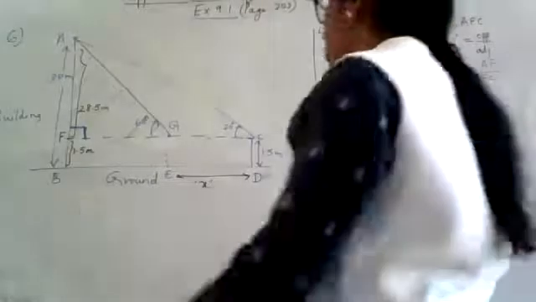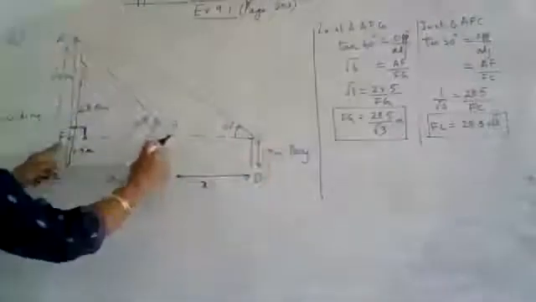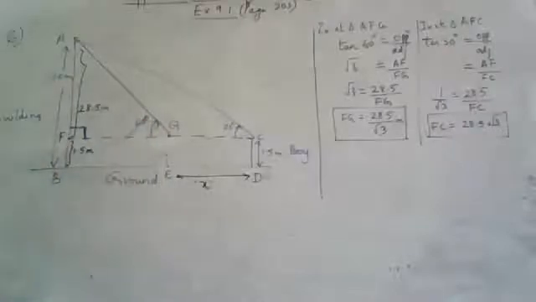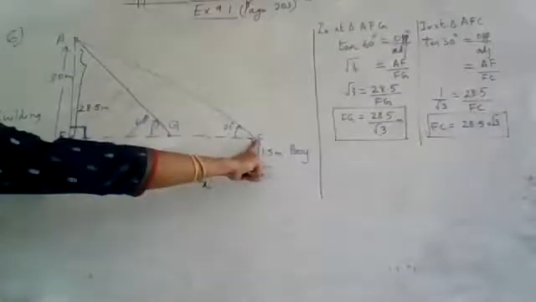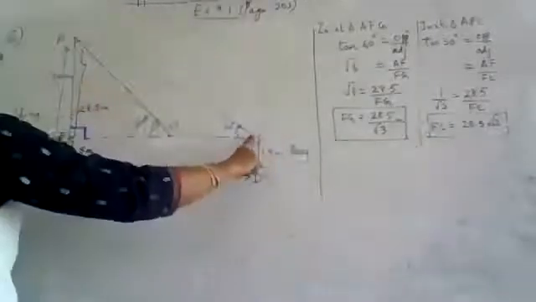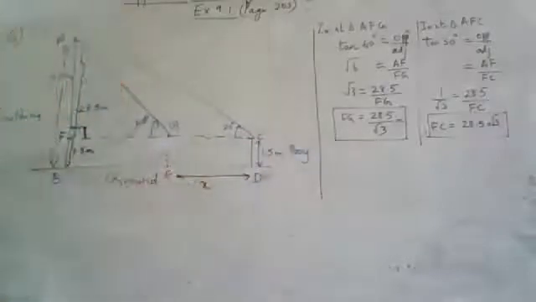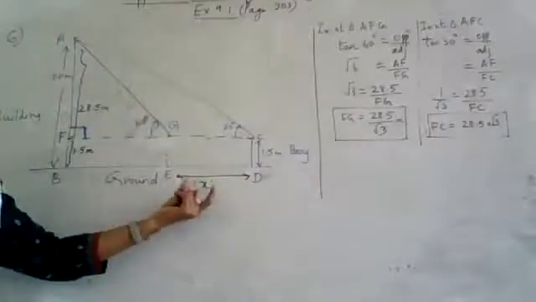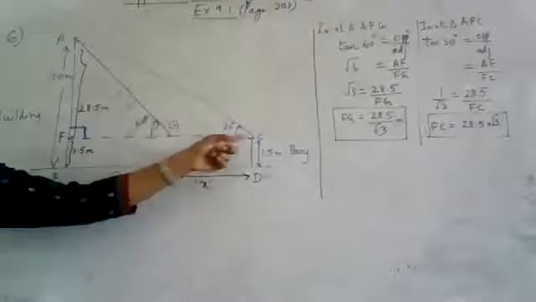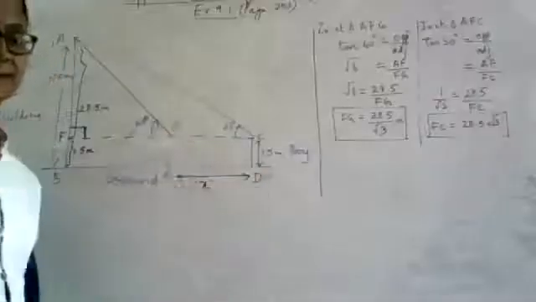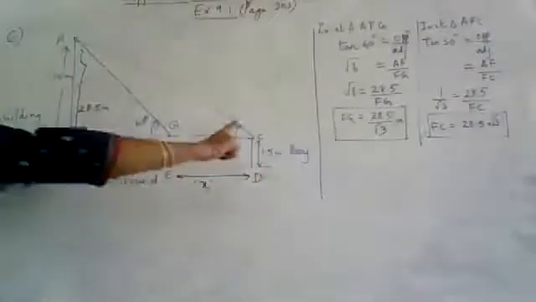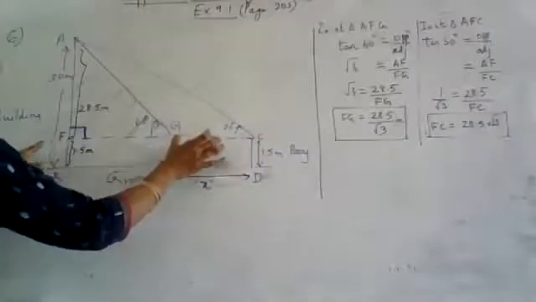Correct? Now I got FC, I got FG. What is it that I want? Look carefully, FC I got it. I got my FG also. What is it that I have to find out? I have to find out this X, ED. ED is equal to GC. From the figure, can you see GC is nothing but ED. How do I find out GC? FC minus FG. This total length minus this length will give you GC.